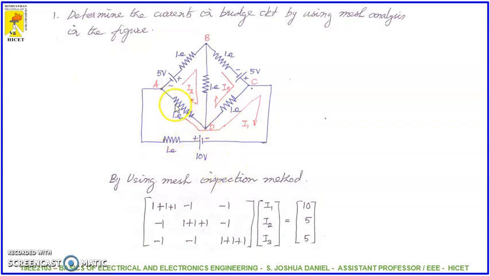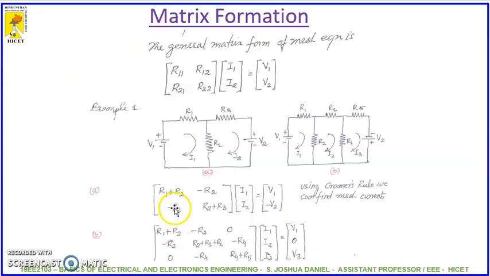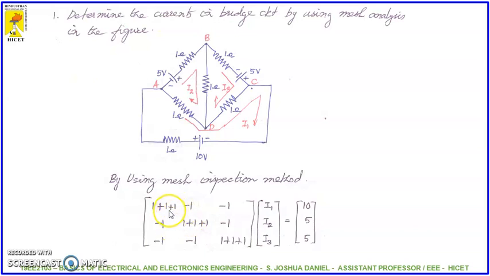So in the first loop, we have 3 resistances, 1 plus 1 plus 1, which, as we saw, is R11, the total resistance in loop 1. Similarly, the common resistance between loop 1 and loop 2 is 1, and we denote it with a negative sign. And the common resistance between the first loop and the third loop, we denote it with minus 1. And R21, which is the common resistance between the second loop and the first loop, is minus 1.